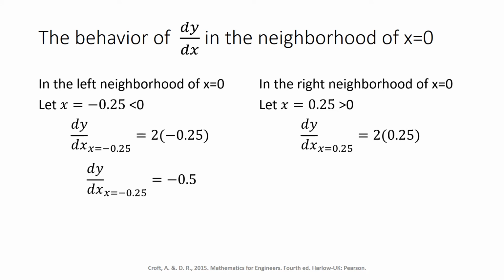Okay, plug in this value into the derivative dy/dx, and you see from the left side we got a negative number, on the right side we got a positive number. So negative to positive means this is a minimum point.